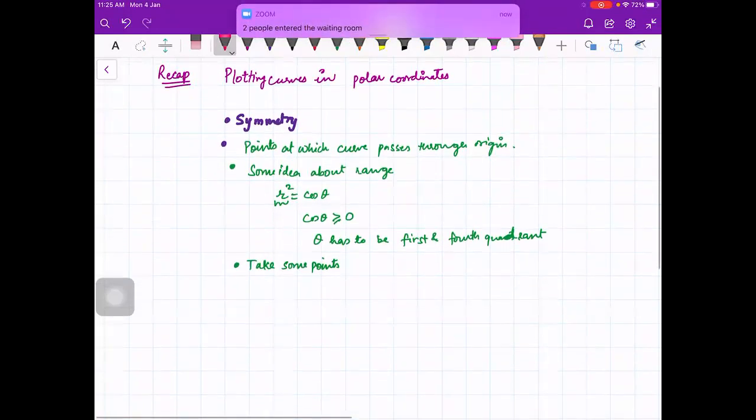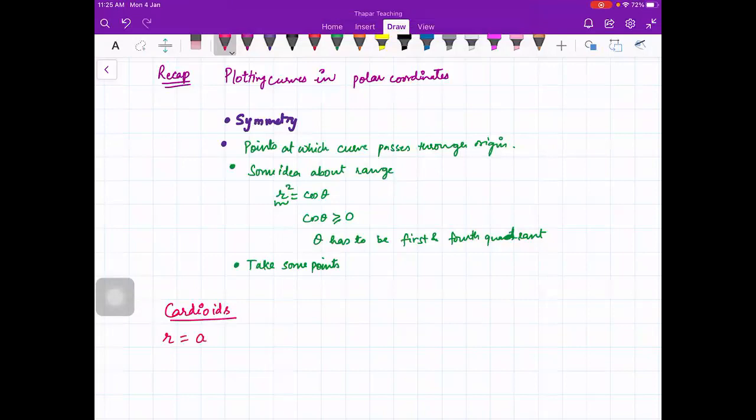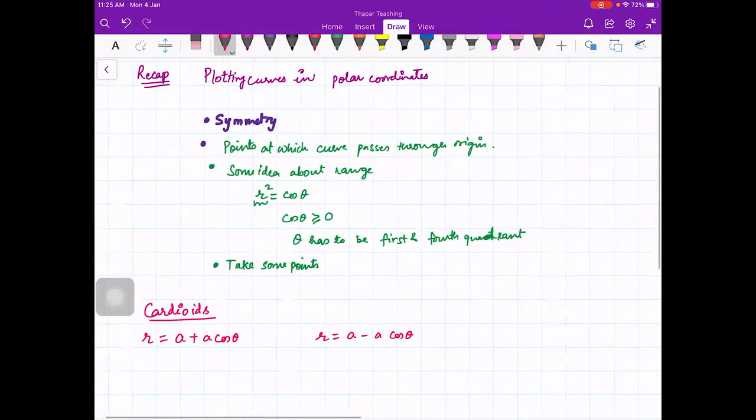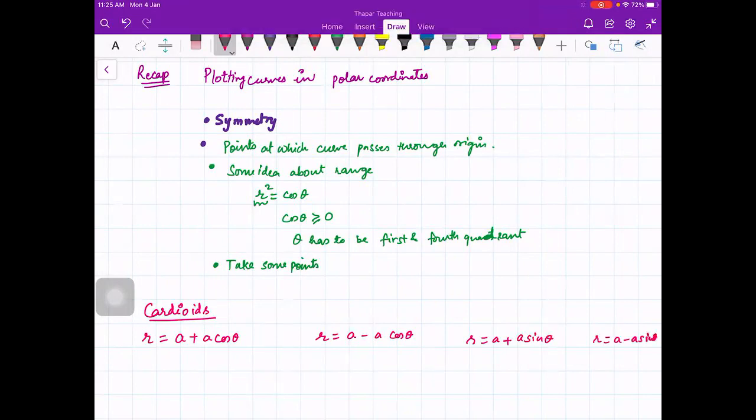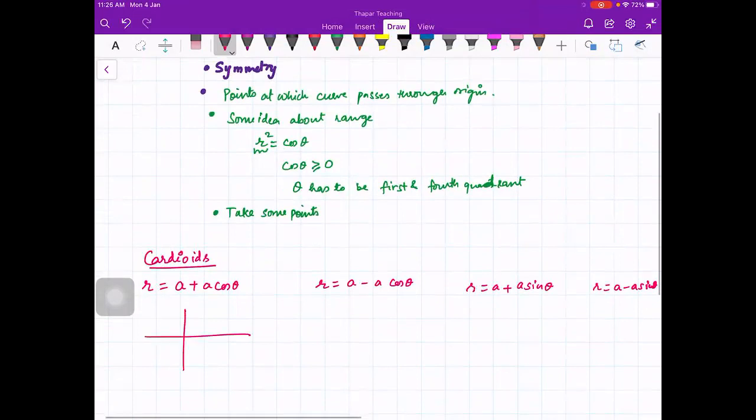So we had started with cardioids. This we had plotted. Cardioids were curves of this form: r is equal to a plus a cos theta, or r is equal to a minus a cos theta, or r is equal to a plus a sine theta, and then r is equal to a minus a sine theta. So r is equal to a plus a cos theta is something like this, and r is equal to a minus a cos theta is something like this.